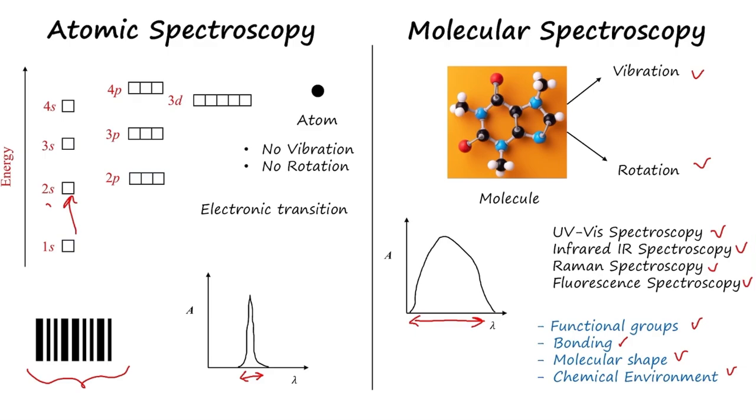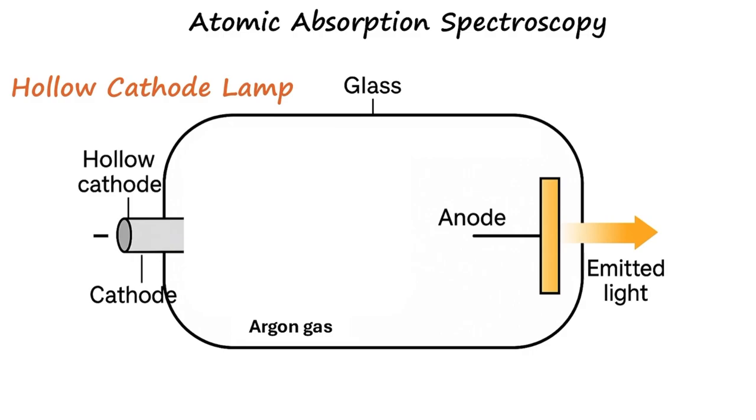To understand how atomic spectroscopy works, I brought an example of an atomic absorption spectroscopy instrument. First we need to understand the heart of this instrument, which is called the hollow cathode lamp. This lamp produces the very specific wavelengths of light that atoms will absorb. Let's walk through how it works step by step. We start with a basic setup.